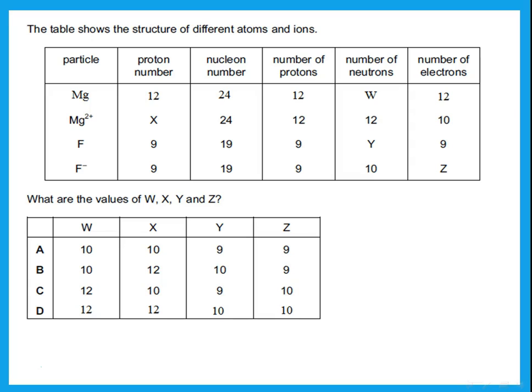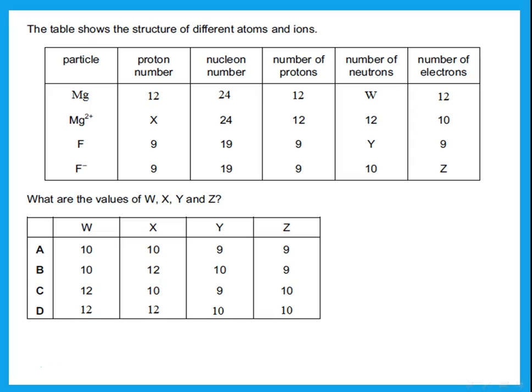Okay, the first question says the table shows the structure of different atoms and ions, and it asks you to get what is W, X, Y, and Z. How do we get W? It is asking for W, which is the number of neutrons of magnesium. How do we get the number of neutrons? We said the number of neutrons is the difference between the nuclear number and the proton number. So 24 minus 12, that is 12. That means that W is 12, so my answer is either C or D.